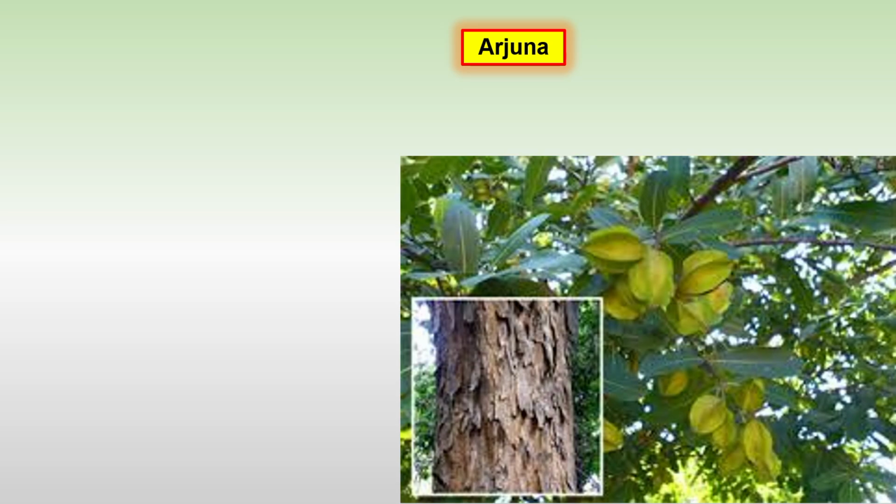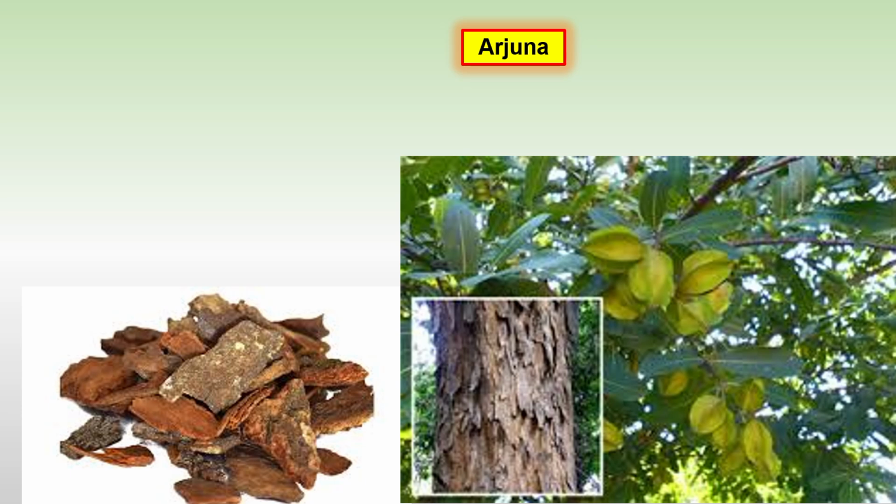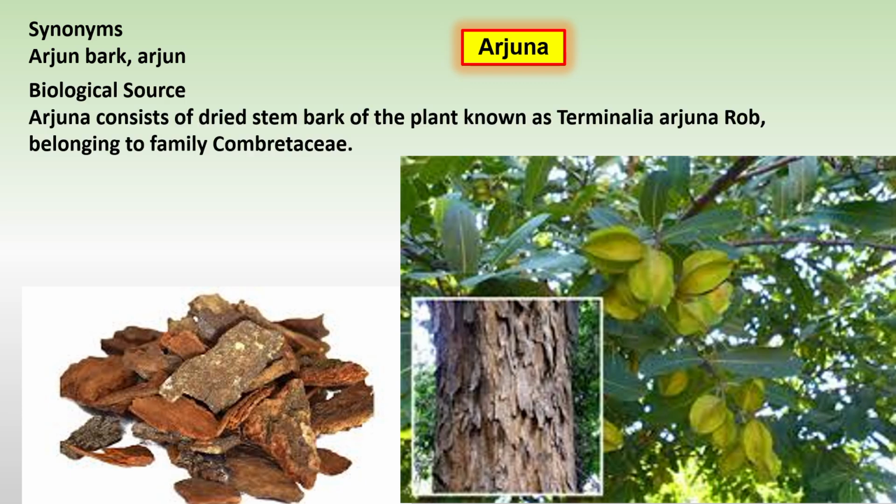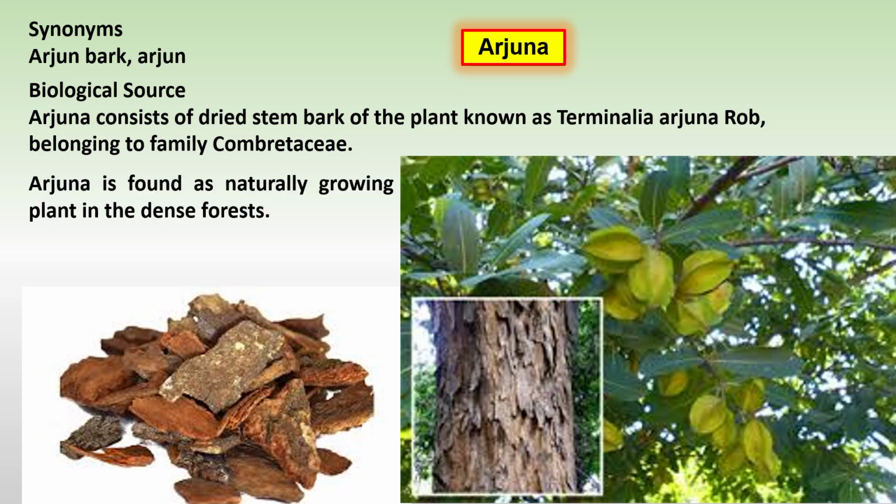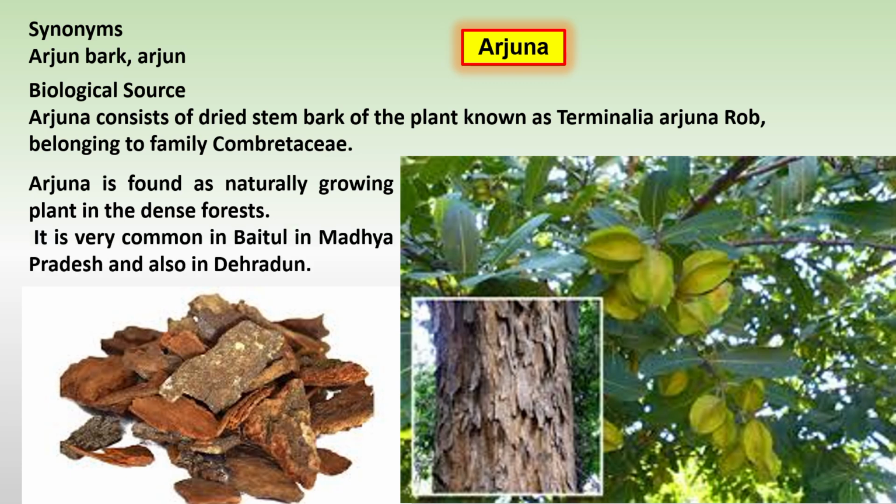The next drug in cardiotonic is Arjuna. This is the tree, and the bark of the Arjuna is taken as a crude drug for use as a cardiotonic. Synonyms for Arjuna: Arjun bark, Arjun. Biological source: Arjuna consists of dried stem bark of the plant known as Terminalia arjuna Roxb, belonging to the family Combretaceae. Arjuna is found as a naturally growing plant in the dense forest. It is very common in Baitwal in Madhya Pradesh and also in Dehradun.